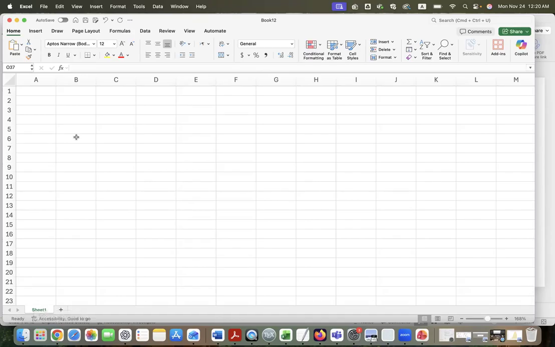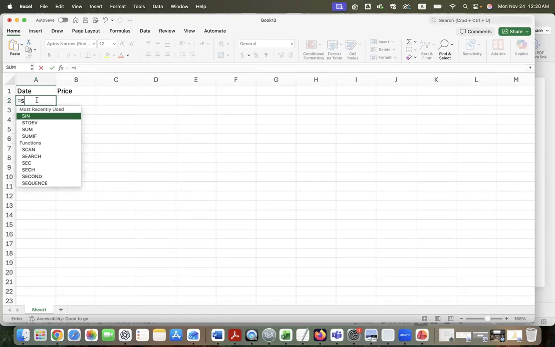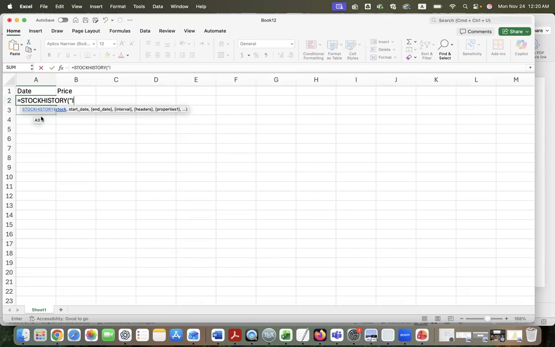So the ticker for this Russell 2000 is IWM, and we need to download the data. So let's call this, for example, date, and then this is price. I'm going to download the daily prices using stock history. For stock, I can say IWM. And then start date can be today minus 365. So I want 1 year of data. And then end date can be just today.